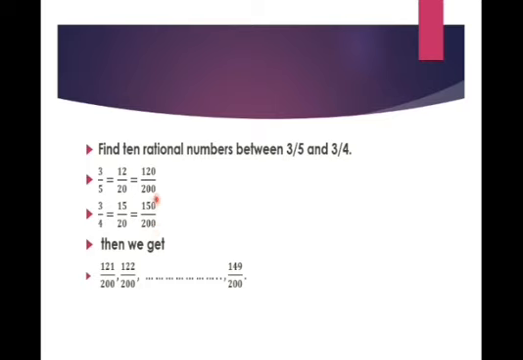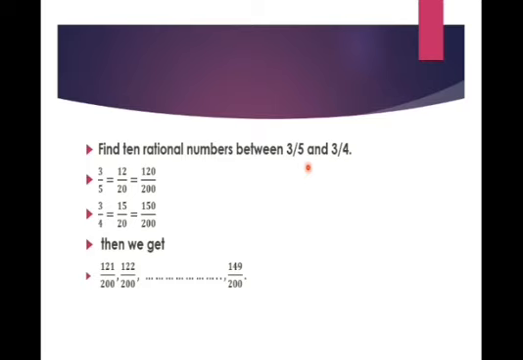In that way, we can find more than 10 rational numbers between 120 by 200 and 150 by 200. These are some examples: 121 by 200, 122 by 200. In that way, we can find up to 149 by 200.